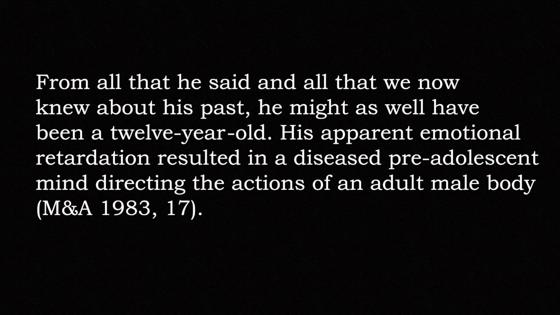So when we bring this information to Ted, we find that something like this perhaps occurred in his brain. Now, if we look at the evidence for that, there's quite a lot of it, and so I'll start with this first piece of evidence here. From all that he said, and all that we now knew about his past, he might as well have been a 12-year-old. His apparent emotional retardation resulted in a diseased pre-adolescent mind directing the actions of an adult male body. Danesworth, 1983, page 17.